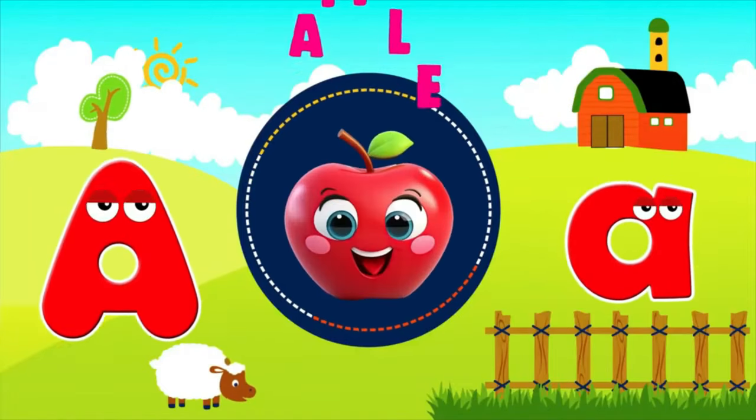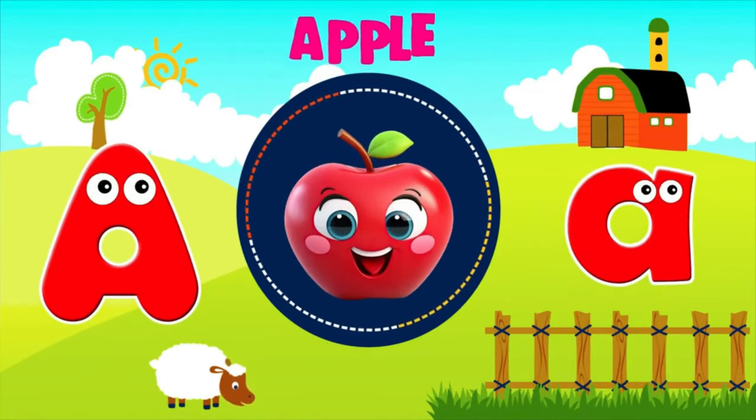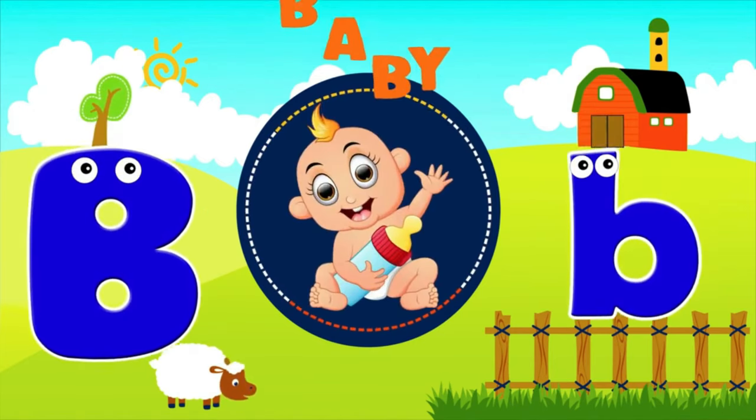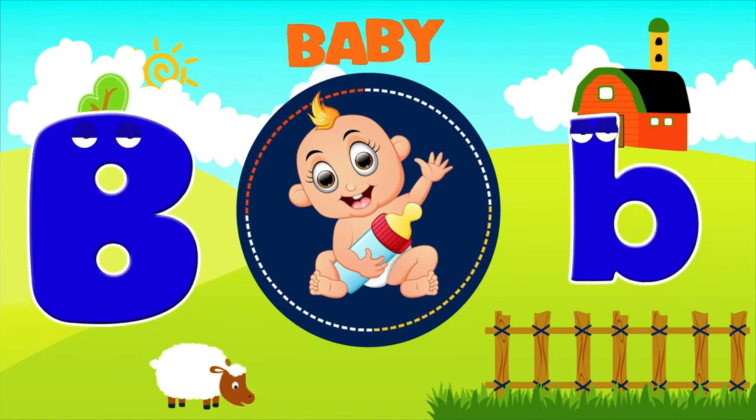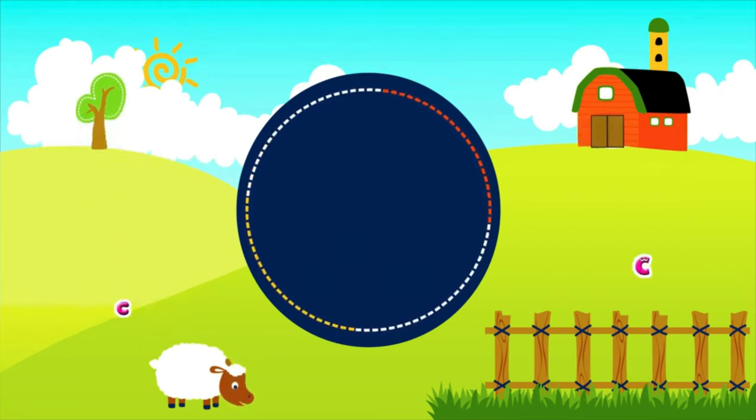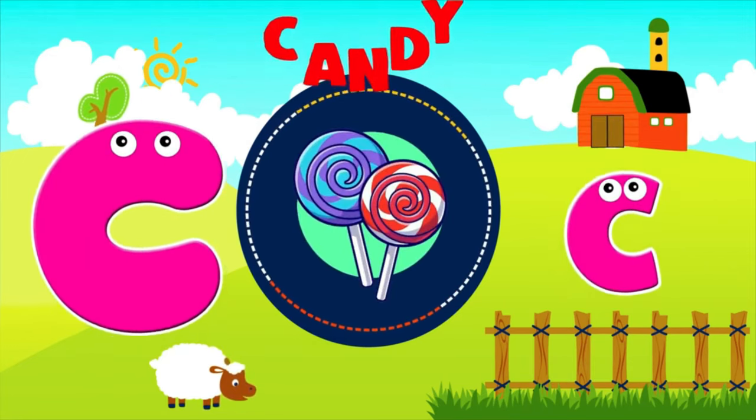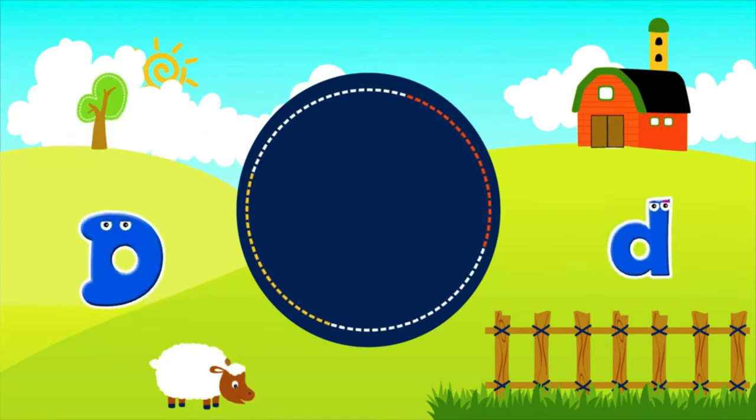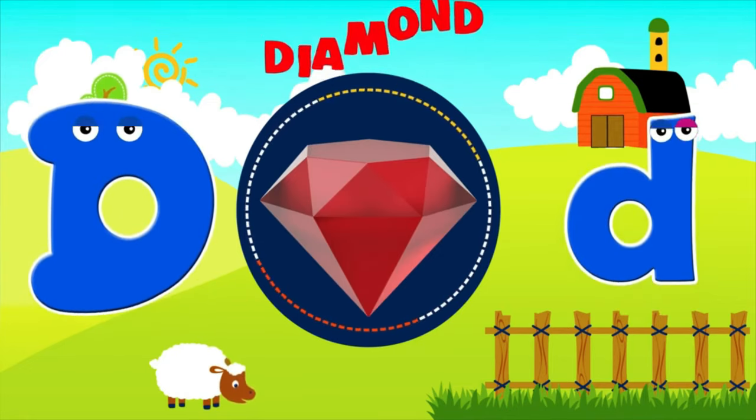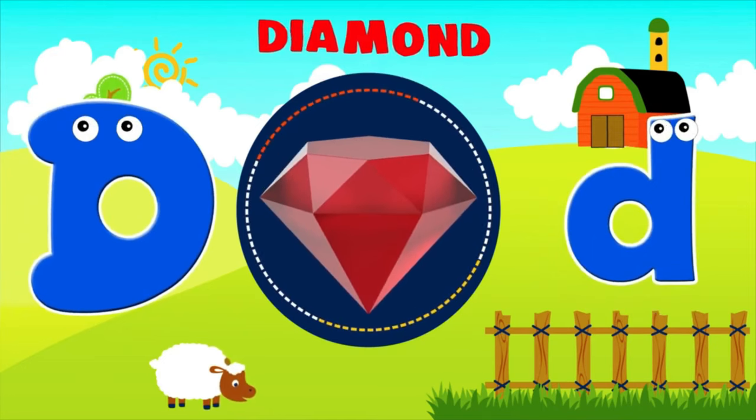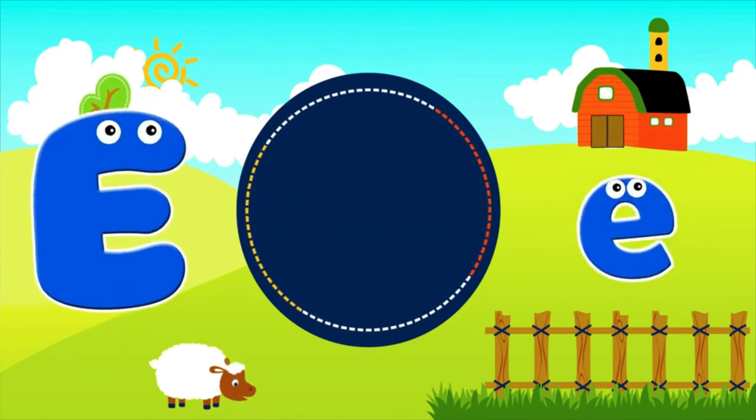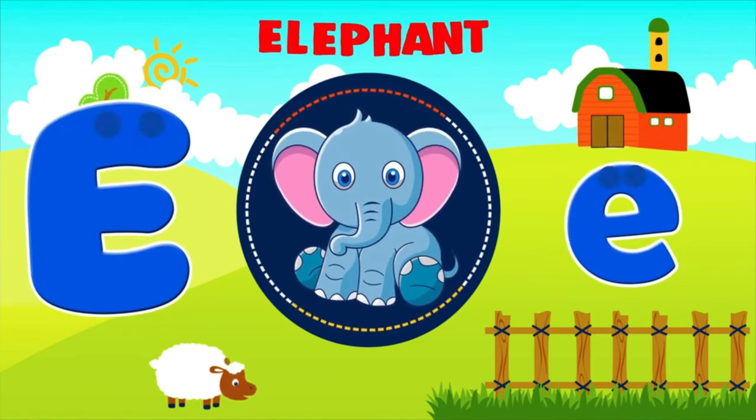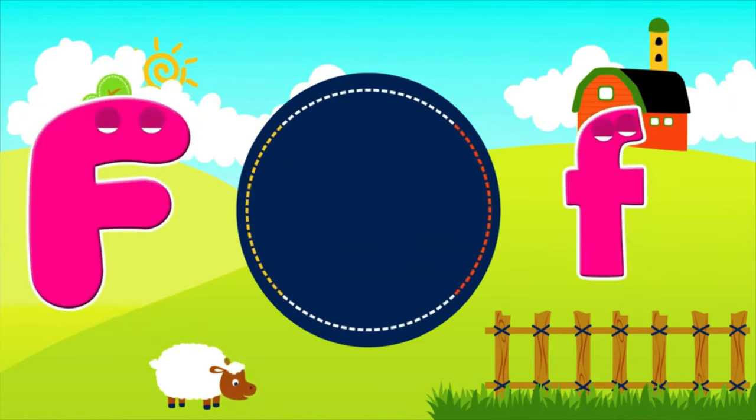A is for apple. B is for baby. C is for candy. D is for diamond. E is for elephant. F is for fairy.